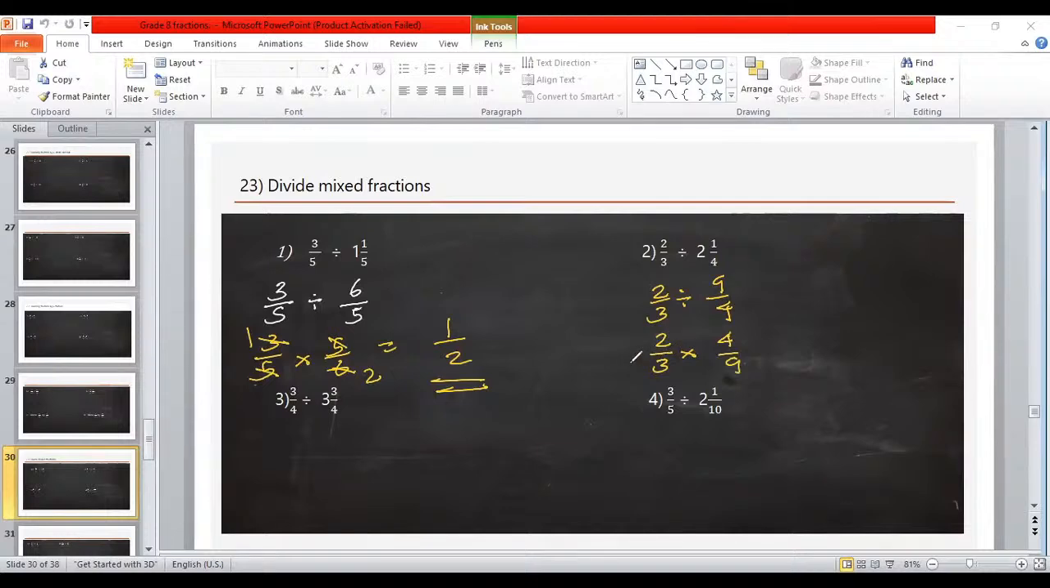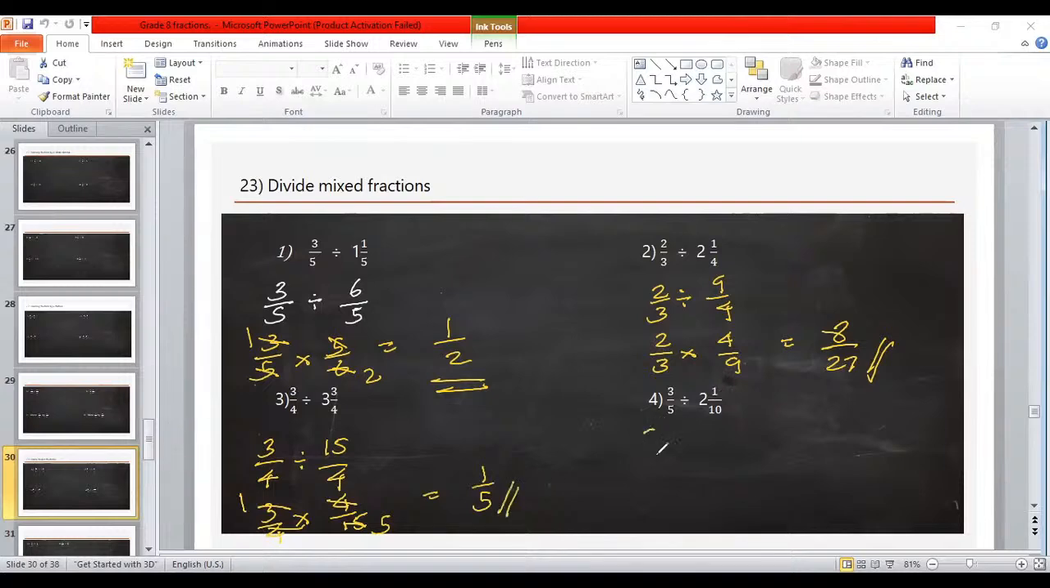Are they simplifying? No. 2 times 4, 8. 3 times 9, 27. 3 over 4 divided by 4 times 3, 12 and 3, 15 over 4. Now write the reciprocal: 3 over 4 into 4 over 15. Right. Now cancel. This 4 and this 4 cancel. How many 3's? 1. How many 3's? 5. Answer is 1 over 5.